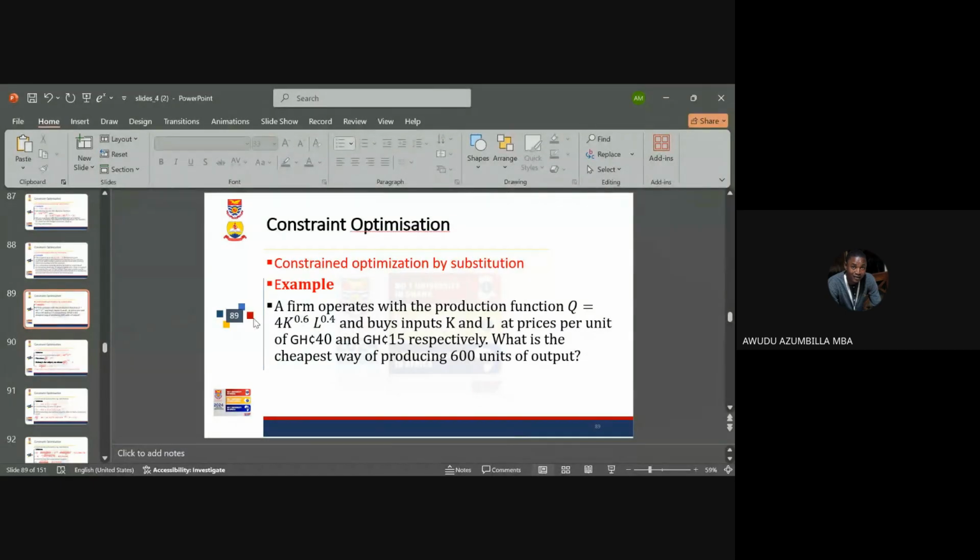The example is that a firm operates with the production function Q is equal to 4 K raised to the power 0.6, L raised to the power 0.4, and buys input capital and labor at a price per unit of 40 and 15 respectively. What is the cheapest way of producing 600 units of output? 600 units of output. What is the cheapest way?